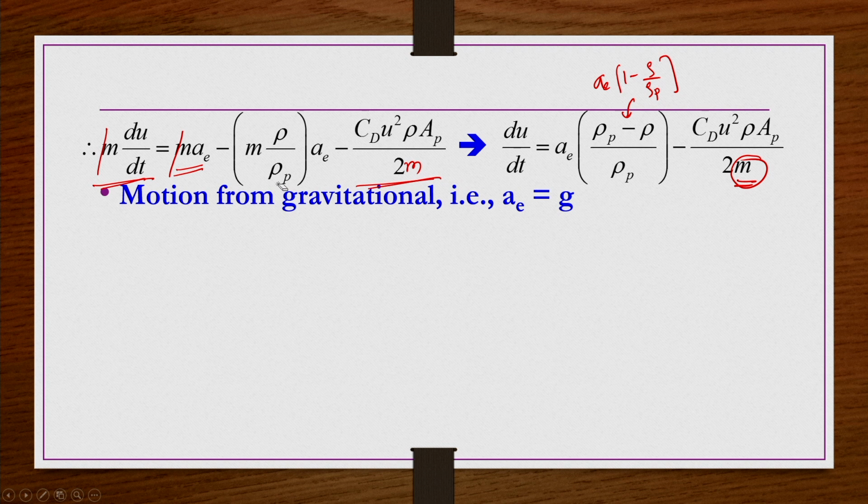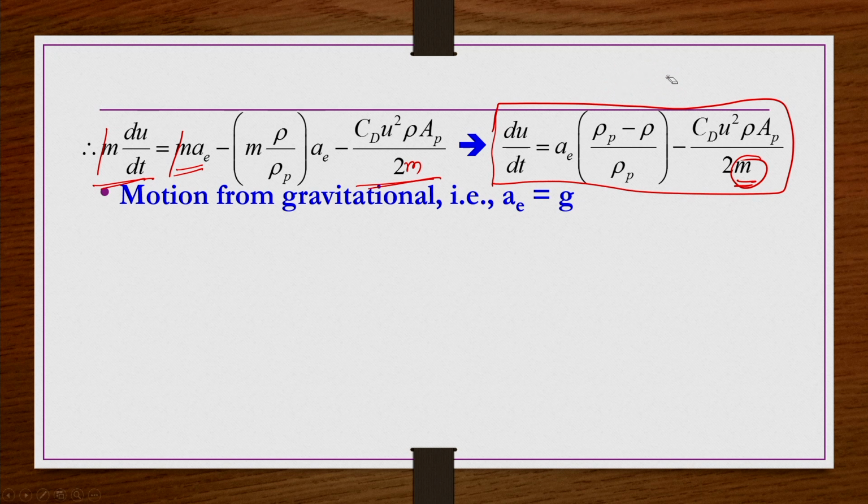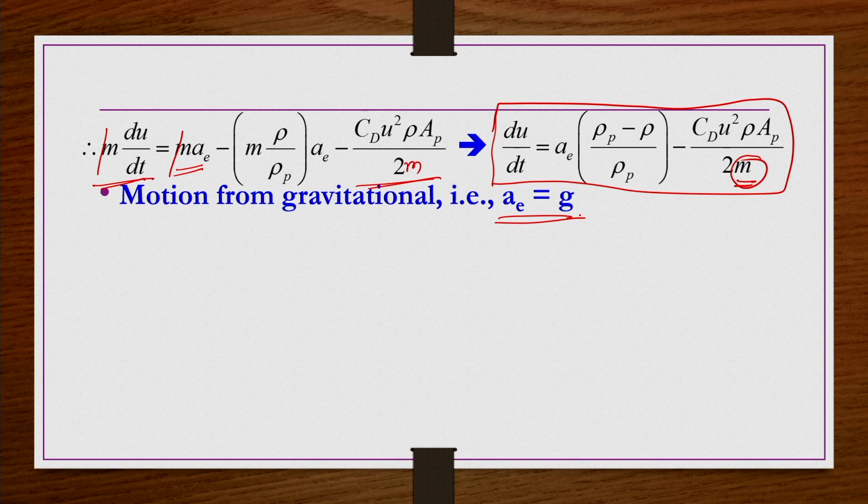Now, motion from gravitational force, this is a kind of generalized expression. Till now we have not done any specified derivation with respect to the external field. We have taken a generalized external field. Now let us take the external field as gravity, that is, the particle is settling due to gravity.